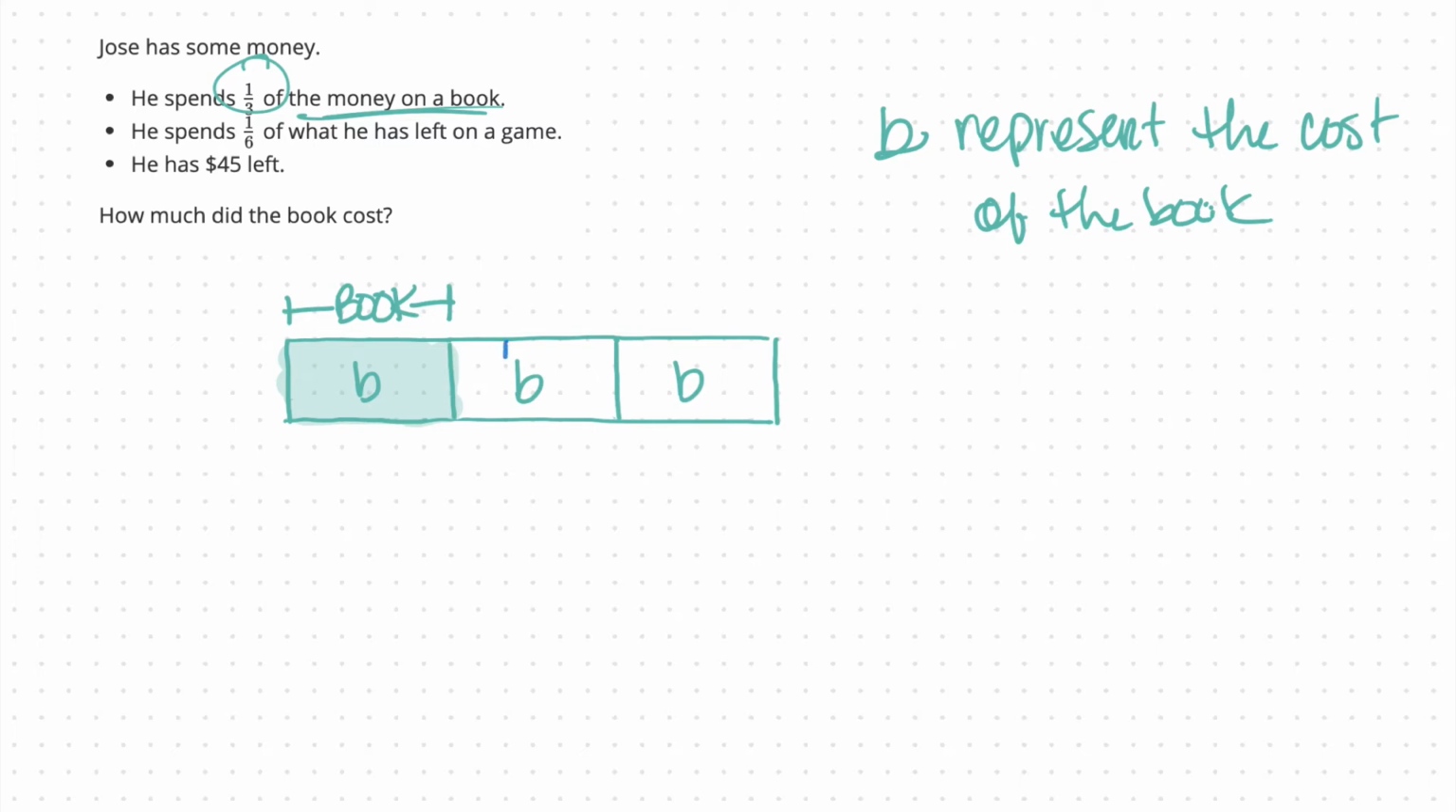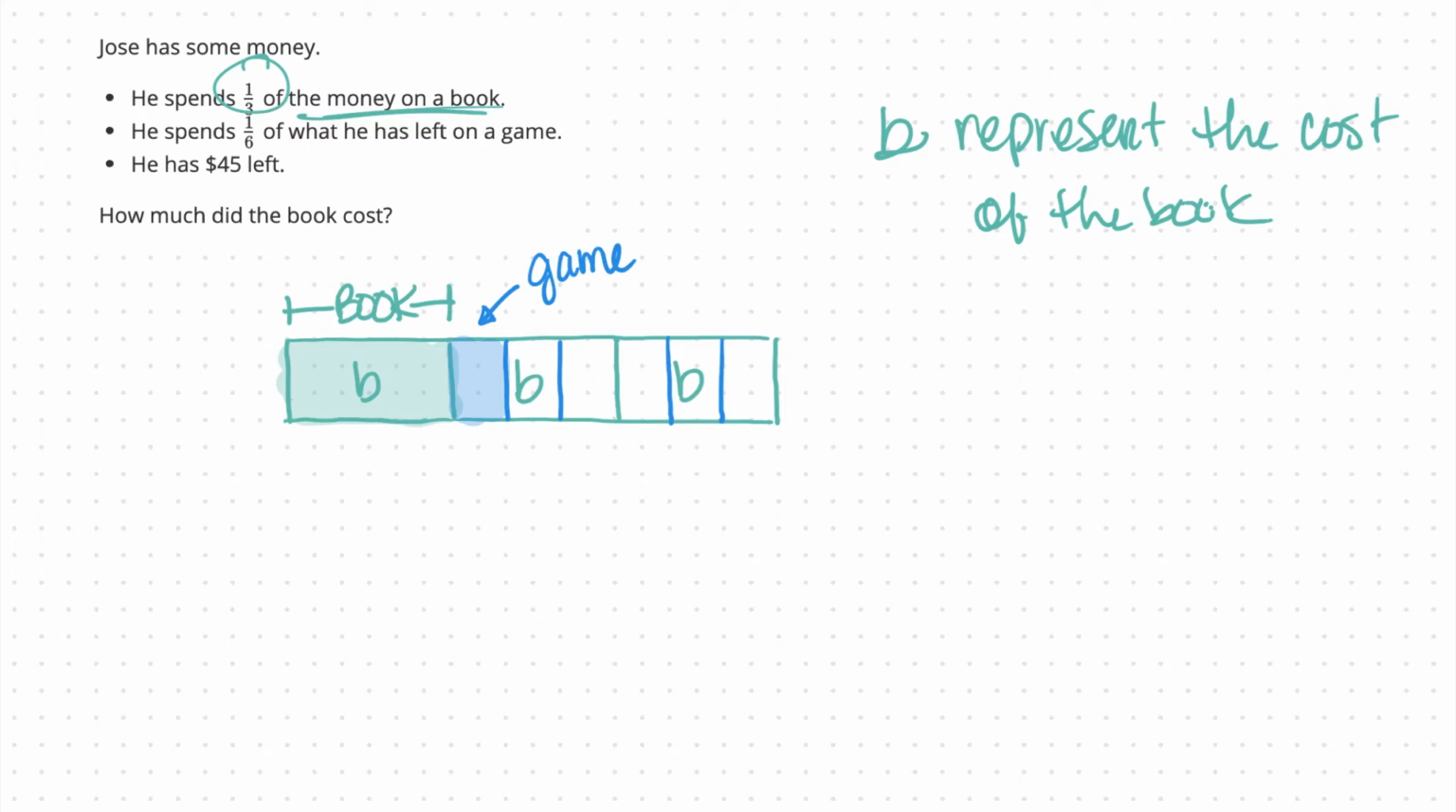So if I do a line here, and here, and here, and here, now what's left over is in 6 parts, and it says he spends 1/6 of it. So just this part right here is now going to be for a game. This is for a game.